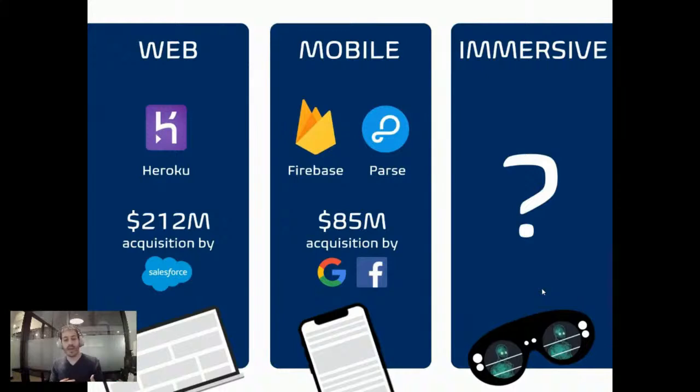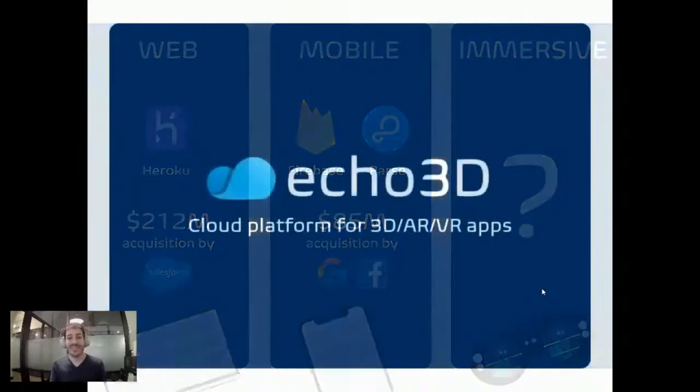If you're building a mobile app, you can use something like Parse or Firebase as your backend as a service. So we went from web to mobile to now 3D, AR, VR, immersive metaverse. And the question has to be asked, who's going to build the next kind of cloud platform to support this new type of content? And you've guessed it, that's Echo.